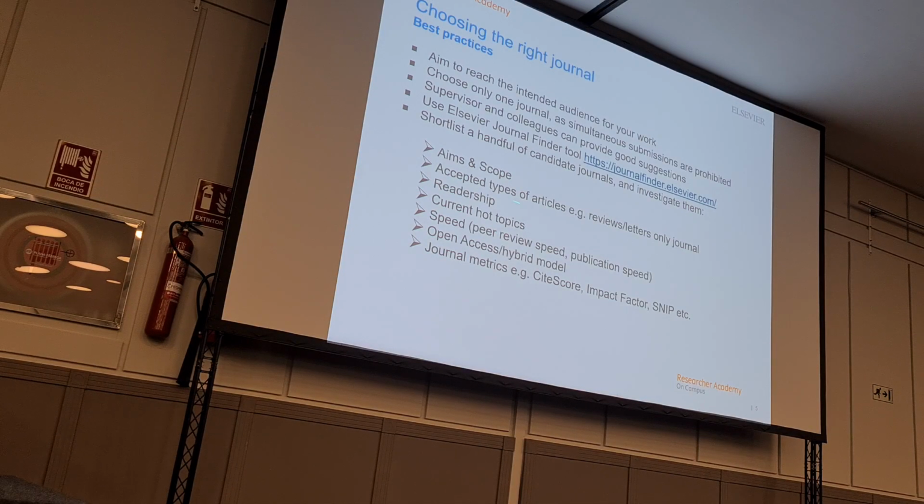And you might also want to have a look at the hot topics, or the most downloaded or most cited papers in the journal, to see if your work would fit within the scope of that journal. And also articles in your reference list are usually a good indication of where you should be publishing.